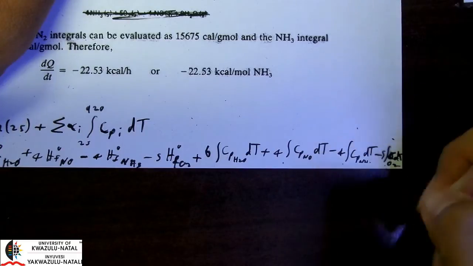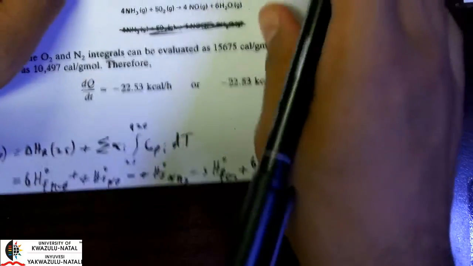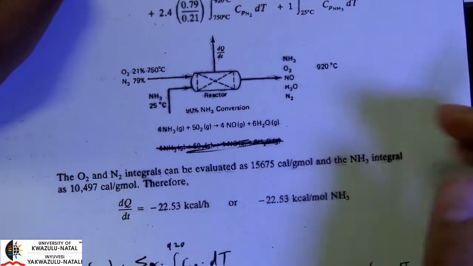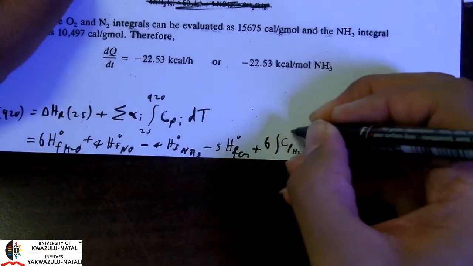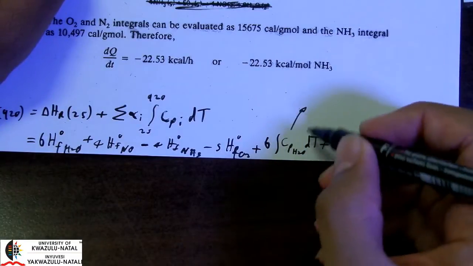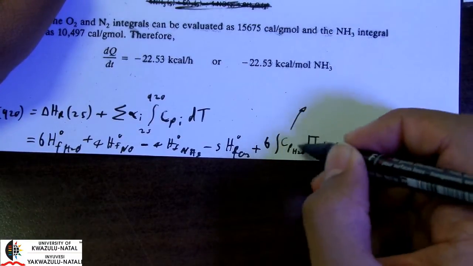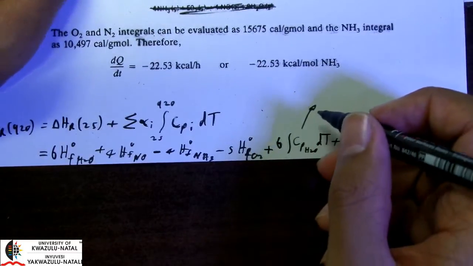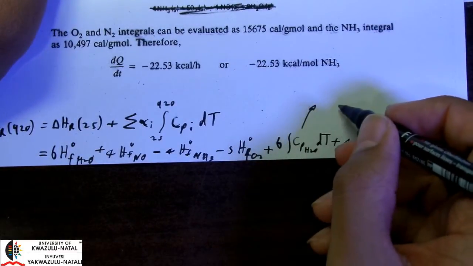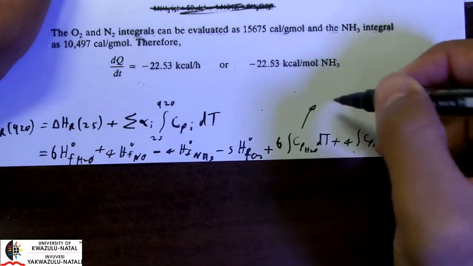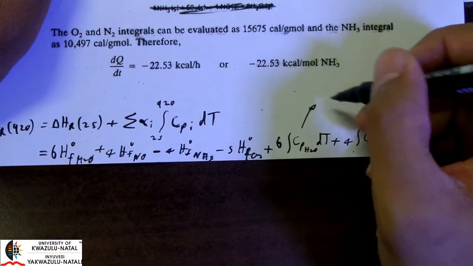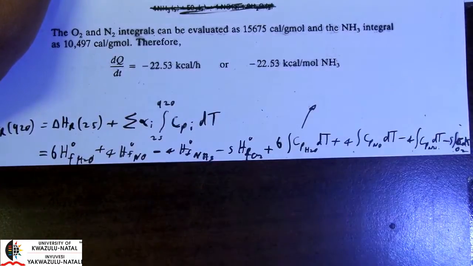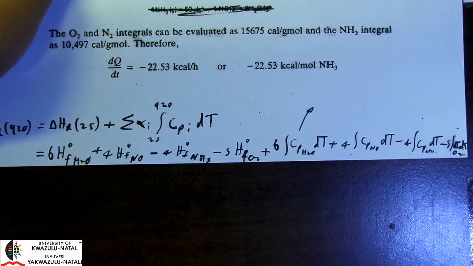Okay, from 25 to 920. Now in the case of water at 25 degrees, water will be in the liquid state. So I will first need to take my water to 100 degrees and thereafter add my heat of vaporization, and then take my vapor from 100 degrees to 920 degrees using my vapor Cp values.